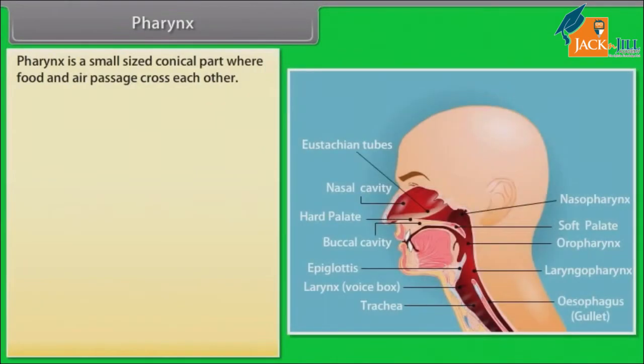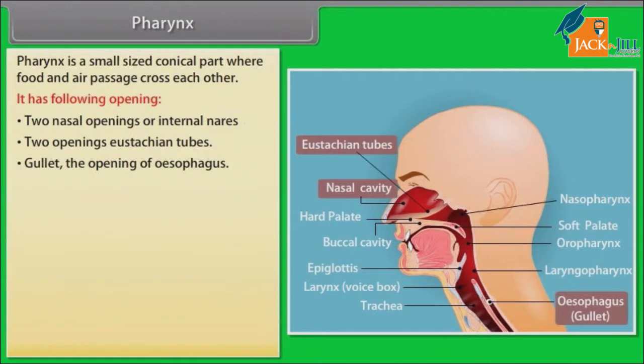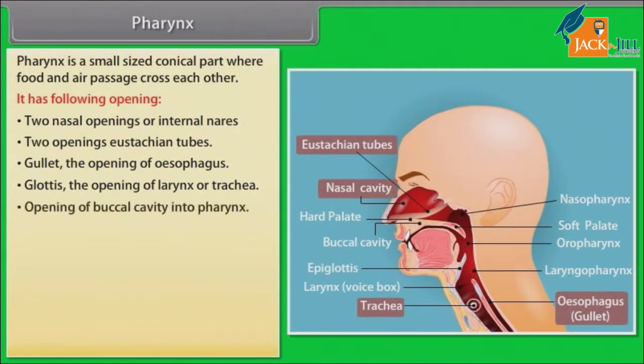Pharynx is a small-sized conical part where the food and air passages cross each other. It has the following openings: two nasal openings or internal nares, two openings of the eustachian tubes, the gullet, the opening of the esophagus, the glottis, the opening of the larynx or trachea, and the opening of the buccal cavity into the pharynx.